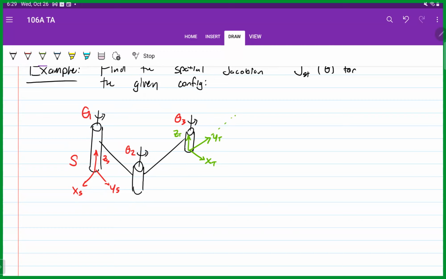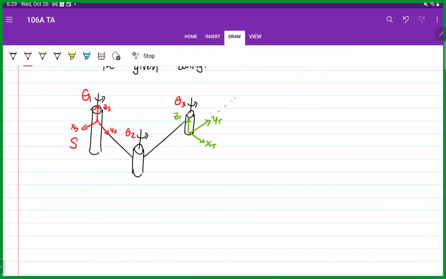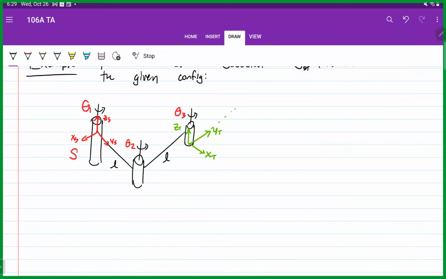Is this drawing clear, or is there anything that I need to clarify about directions or what's pointing where? Okay, cool. Just to make this easier, I'm going to redraw my spatial frame at the same height as the tool frame. It won't have a huge impact on our problem, but it'll work out a little nicer. So it's XS, YS, and ZS. This arm is going to have a length L, and that arm will have a length L as well.